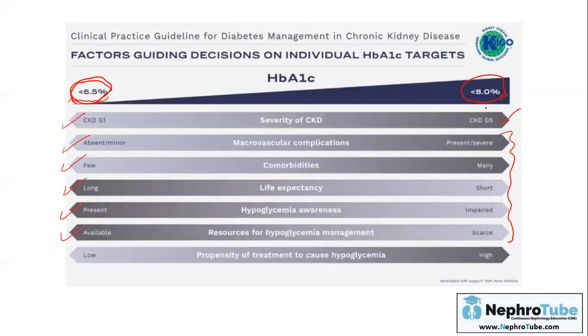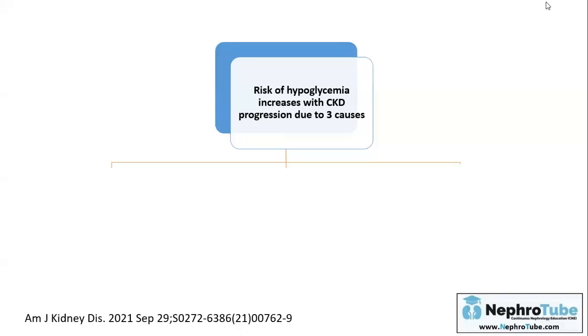Why are our patients at risk of hypoglycemia? Risk of hypoglycemia increases with chronic kidney disease progression, and the risk of hypoglycemia is more with the late stages of chronic kidney disease than the early stages of chronic kidney disease. Our patients are at risk of hypoglycemia because of 3 factors.